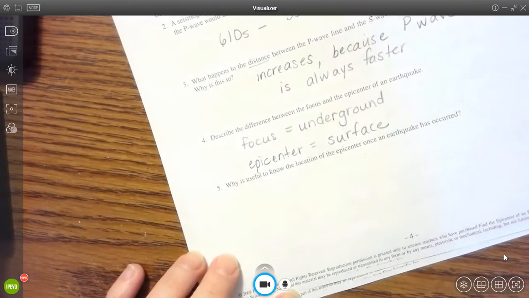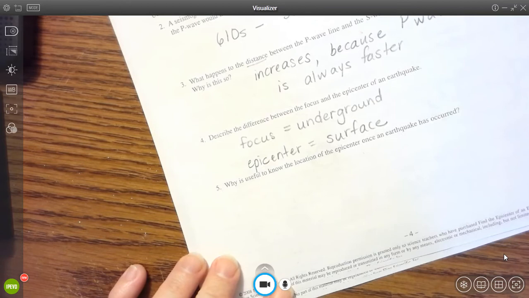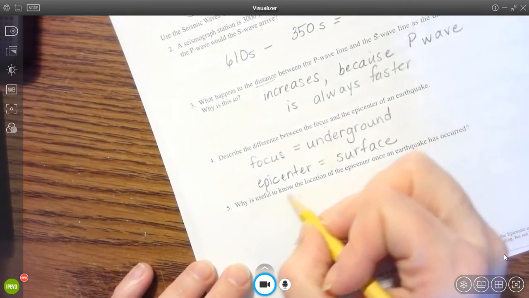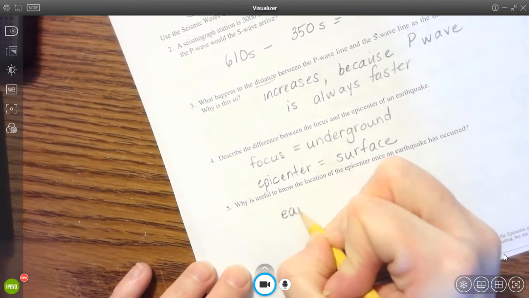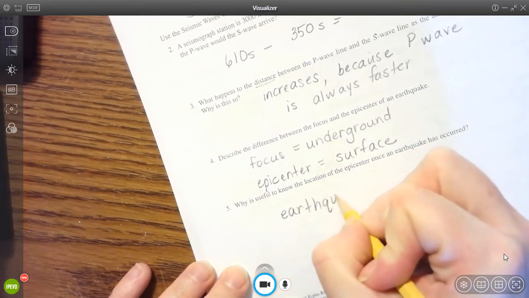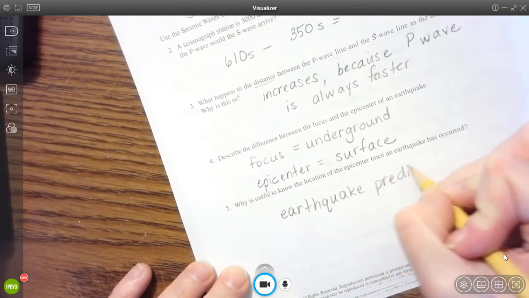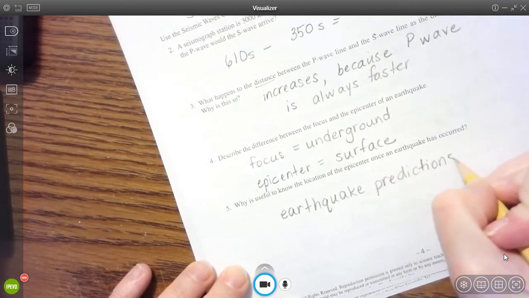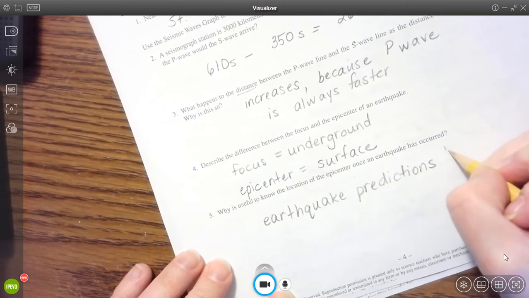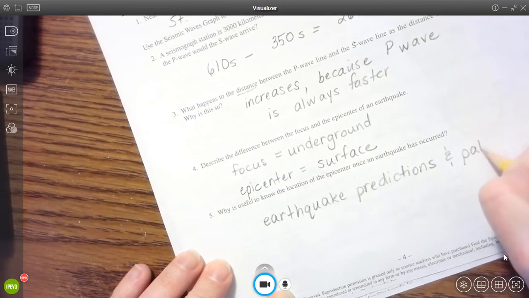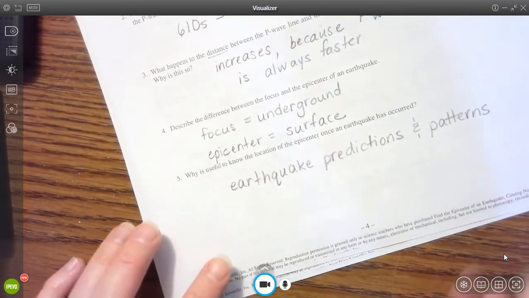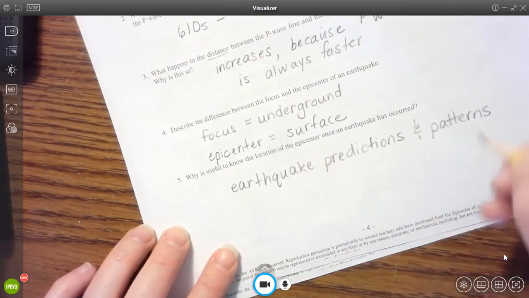Last one. Why is it useful to know the location of the epicenter once an earthquake has occurred? So if you need to make predictions about future earthquakes, it's important to know where past earthquakes have taken place. So earthquake predictions and patterns, we talked about that in our notes with the seismic belts. 80% of the world's earthquakes occur on the Circum-Pacific belt.